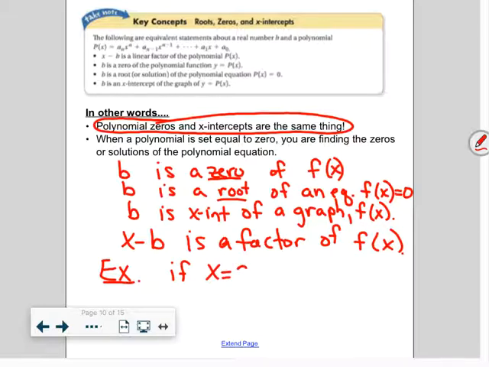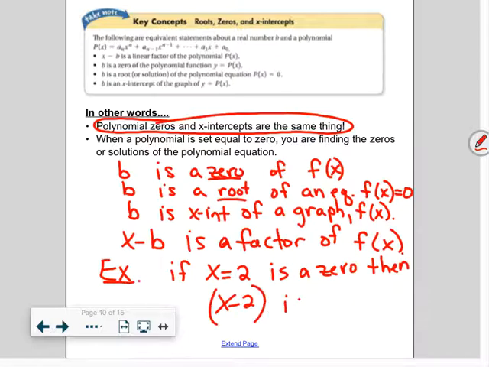If x equals 2 is a 0, then x minus 2 is a factor. And think about what we did in chapter 4 with our quadratics. You remember when we factored like x minus 2 times x plus 3? And when we went to solve it, it was x is 2 and x is negative 3. It's the opposite because you would really be subtracting the 2. So this is going to be important.